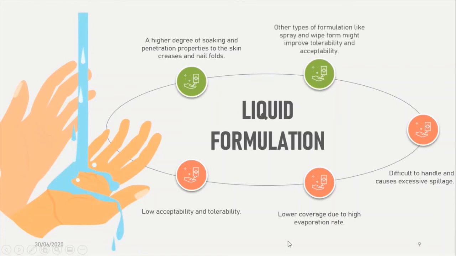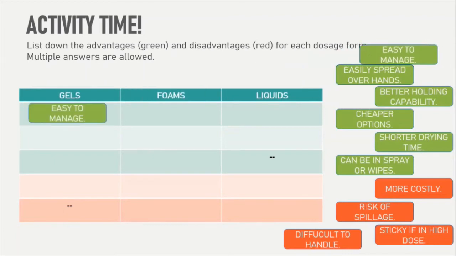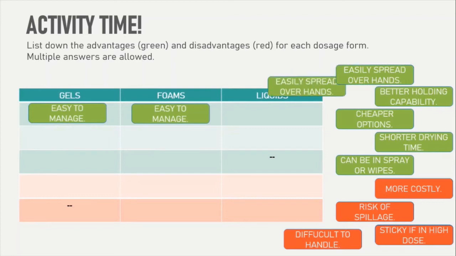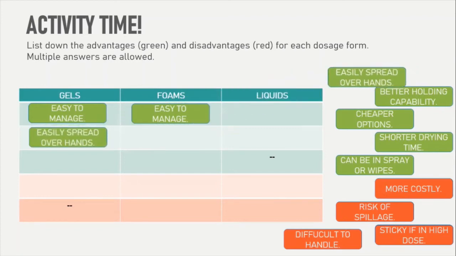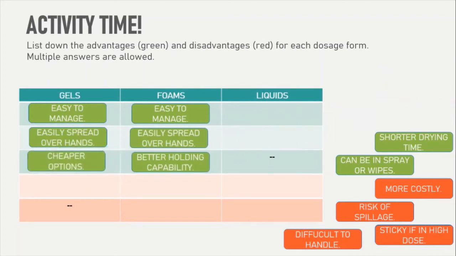Okay, next. So now it's the activity time. List down the advantages and disadvantages for each dosage form. Multiple answers are allowed. So you can pause the video or else I will announce the answer. For gels and foam, both are easy to manage. And for both gel and foam, they are easily spread over the hand. Foams have better holding capability, while gel is the cheaper option.